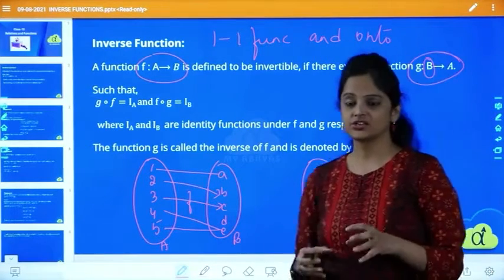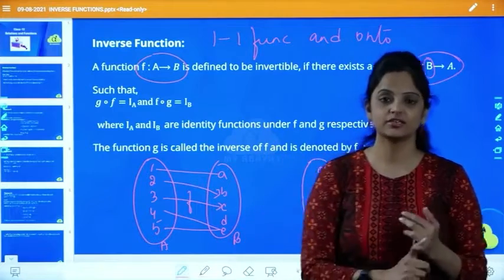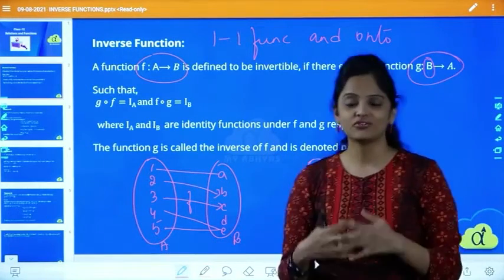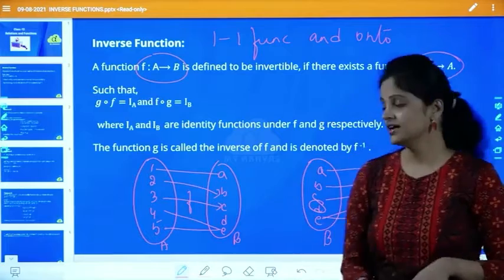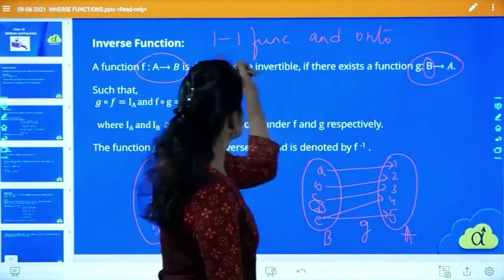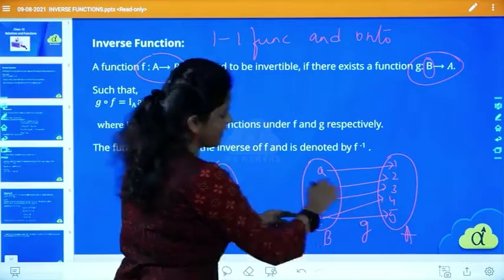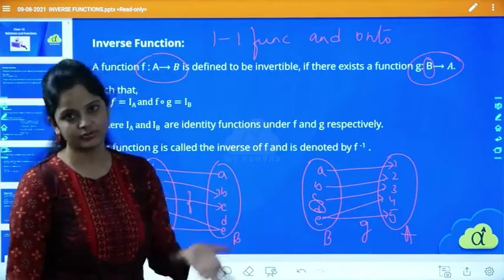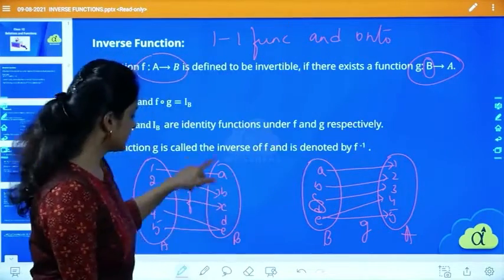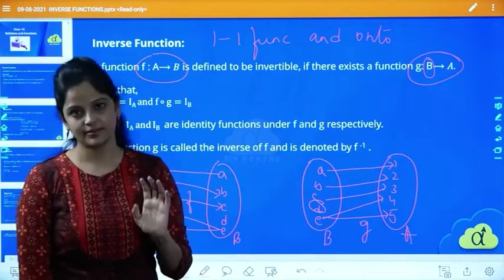Okay, if I restrict that, if I put the condition that the function has to be one-one and onto, then this problem won't be there. If I say it is one-one, then this E is not mapped to 2 different elements. No, that won't be there. If I say it is onto, then range and codomain have to be the same.